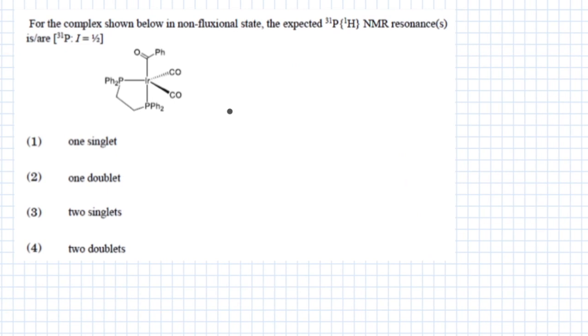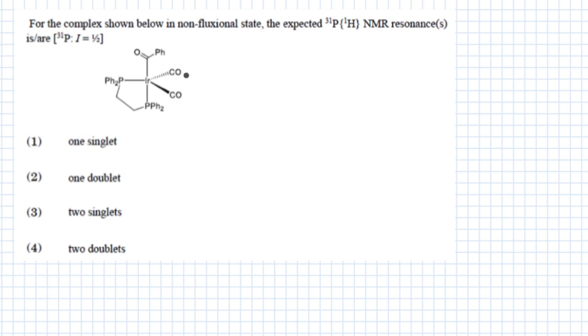Okay, let's talk about this particular question. It says that for the complex shown below, in the non-fluxional state, the expected phosphorus proton decoupled NMR resonance. So remember it's a proton decoupled NMR spectrum. That means we are not considering the coupling caused by the protons to the phosphorus.